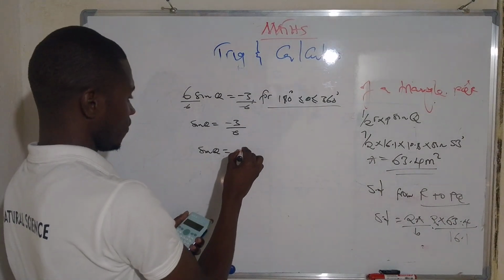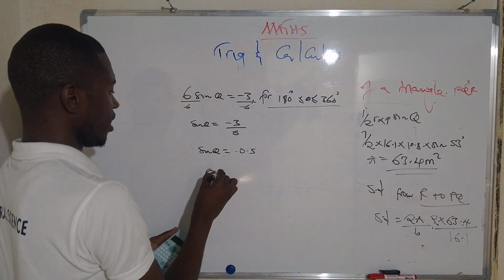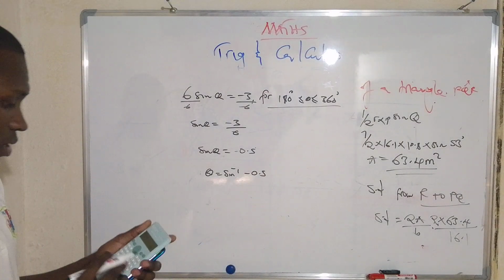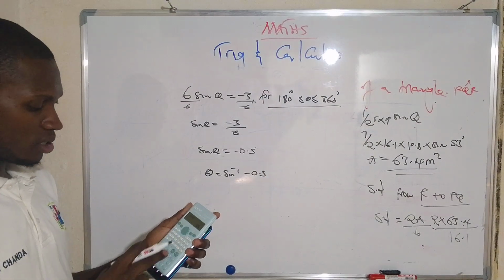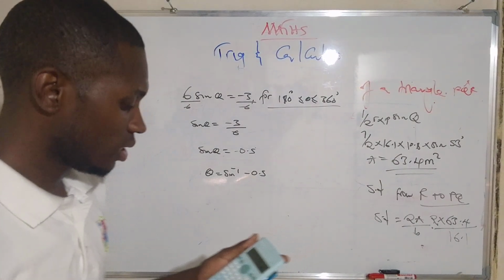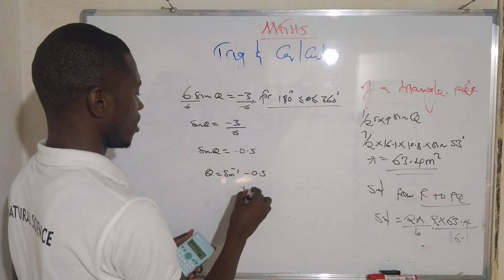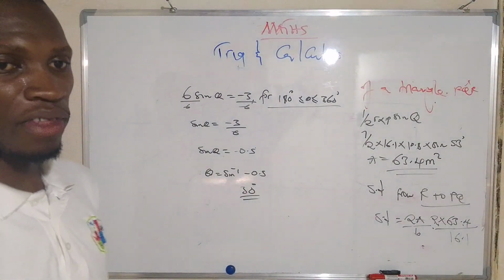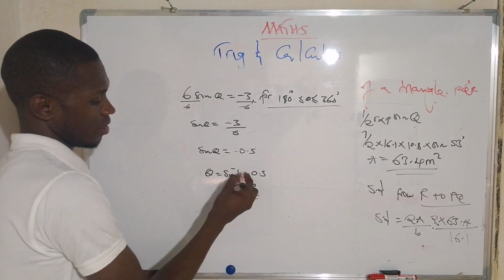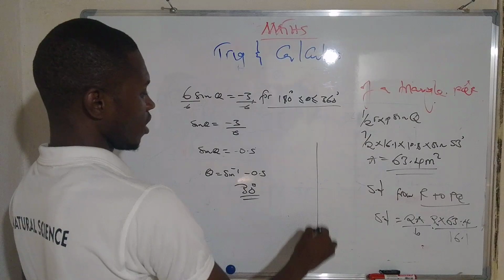So I have -0.5. So theta is equal to sine inverse of -0.5. For this answer, you do shift, then you do sine. If there is cos, you do cos. If tan, you do tan. What are you getting? You're getting 30. So I'm getting the angle. There is no angle with a negative. All angles are positive, unless otherwise. So I have 30.